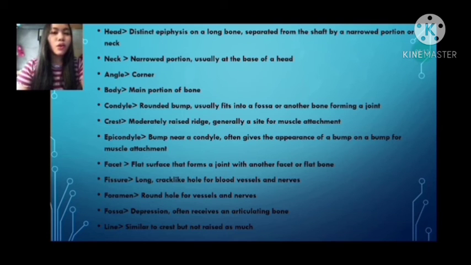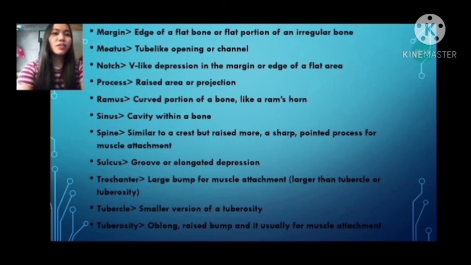Fissure, a long crack-like hole for blood vessels and nerves. Next is the foramen, a round hole for vessels and nerves. The fossa is a depression that often receives an articulating bone. The line is similar to the crest but not raised. Margin, the edge of a flat bone or flat portion of a regular bone. Meatus, a tube-like opening or channel. Notch, a V-like depression in a margin or edge of a flat area.